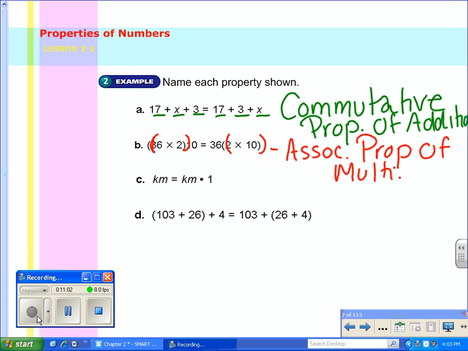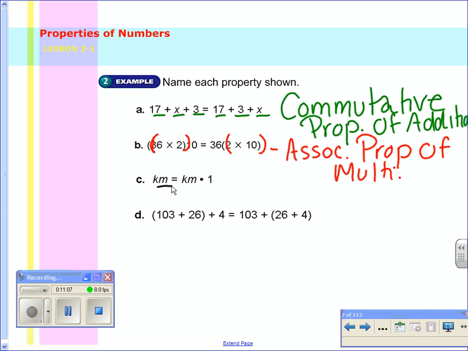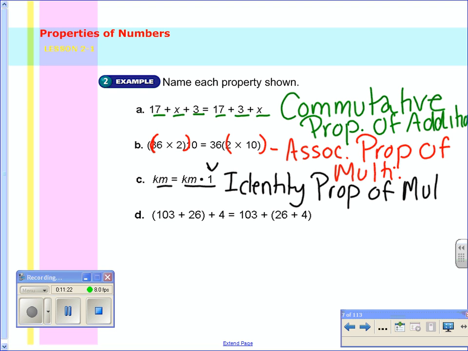All right, so hopefully you had a chance to try to figure these out. On this one, it's going K times M is the same as K times N times 1. On this one, they just changed it by multiplying by 1. Well, if you multiply by 1, that's the identity property of multiplication. You're multiplying by 1.